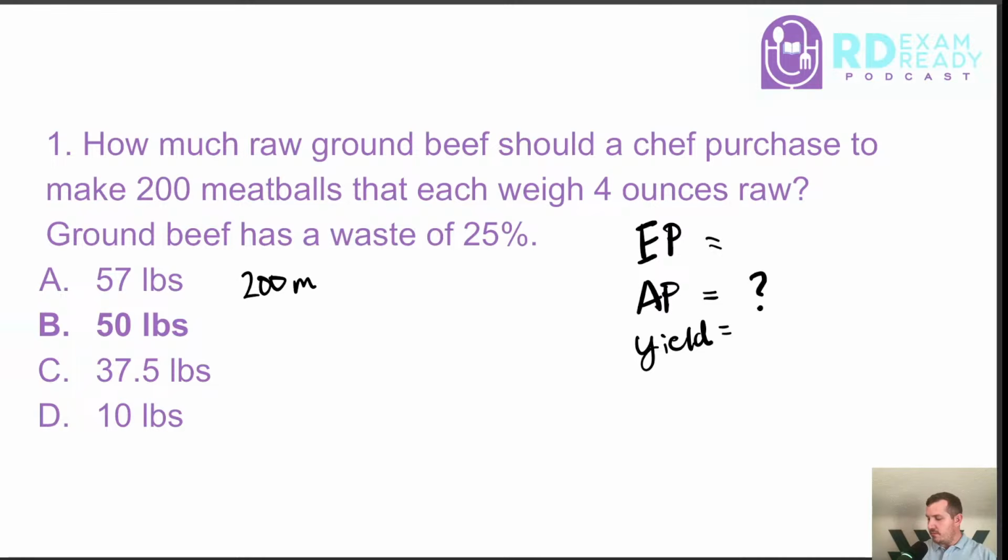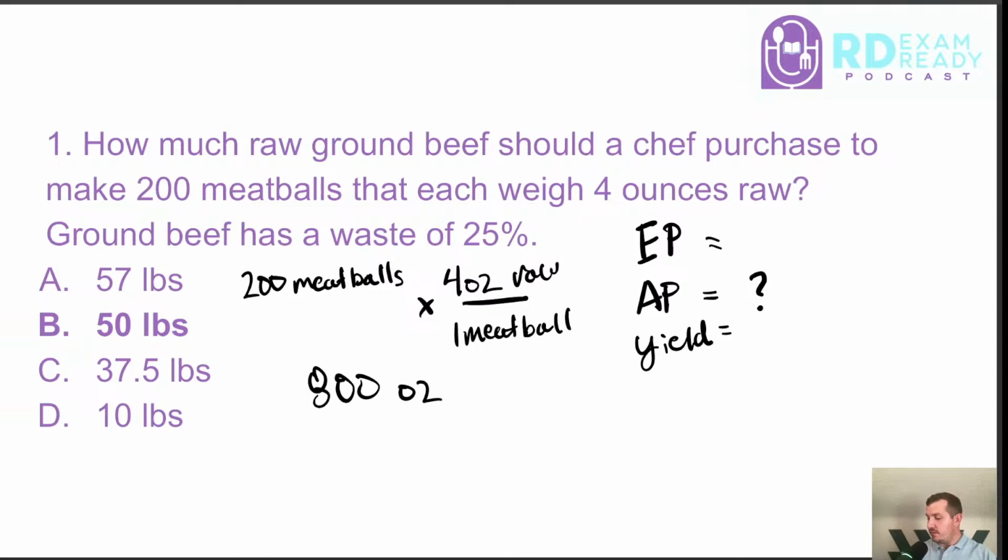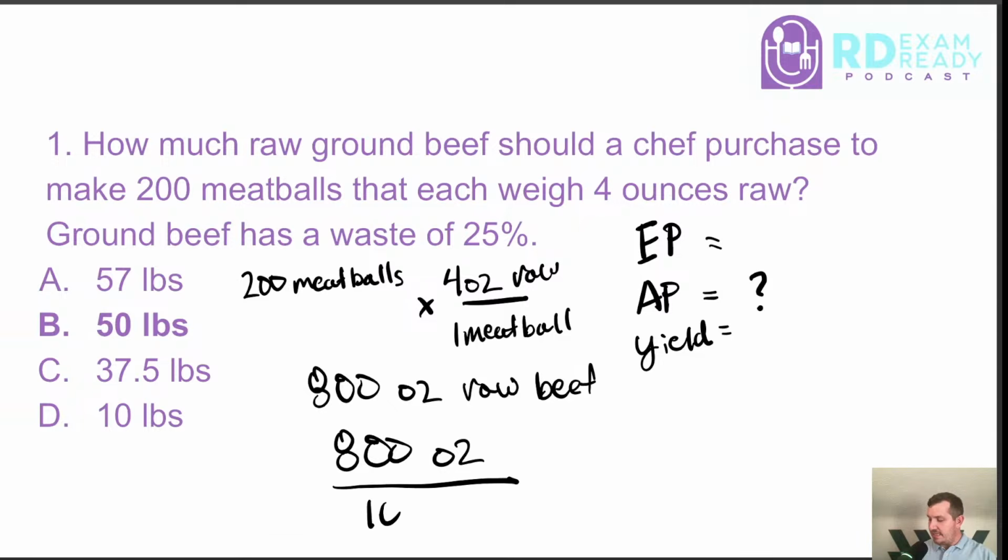200 meatballs times 4 ounces raw for one meatball got us 800 ounces of raw beef. And then finally, I took that 800 ounces, folks, I divided it by 16 ounces per pound, and I ended up with your total for this example, which is 50 pounds.